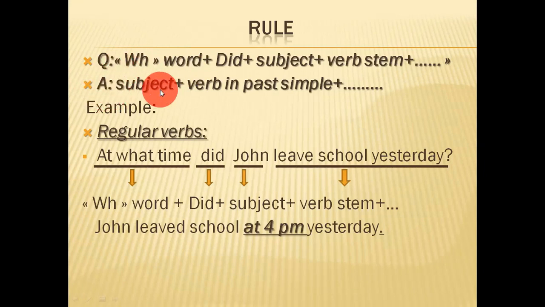In the answer, what do we find? We find the subject first again. Subject plus verb in the past simple tense. So did will be dropped. Did is removed, and the verb returns to the past simple tense. In the question it is verb stem, in the answer it returns to past simple tense, plus the rest of the sentence.